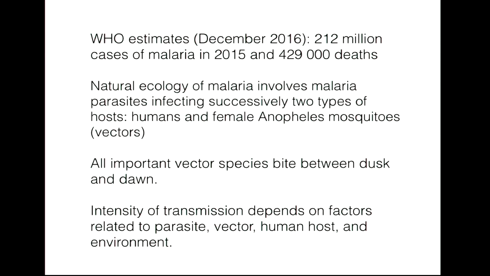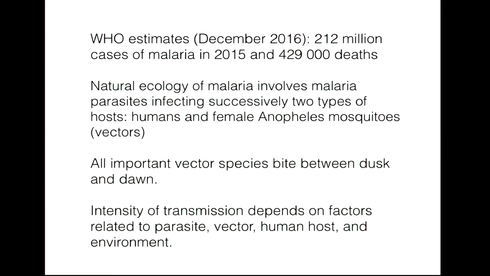What do we know about malaria? That's what I want to discuss a little further. What we know about the natural ecology of malaria is that malarial parasites infect two types of hosts. One is a human host and the other is a mosquito host. The mosquito host is a female Anopheles mosquito, and this is called a vector because it helps to transmit the disease.